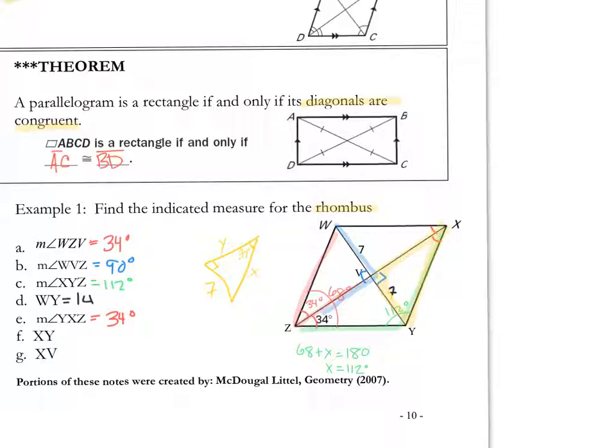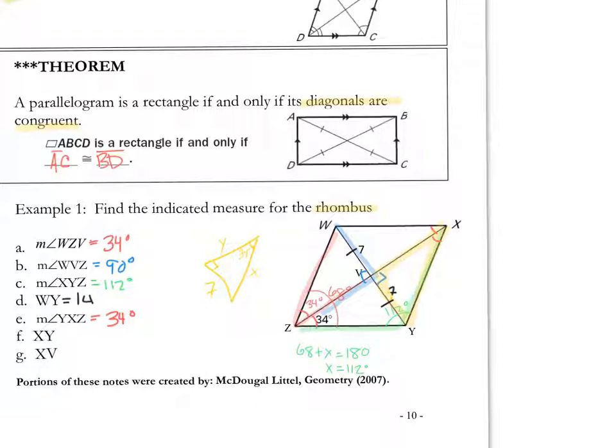If you see the diagonals are also being bisected, so I know that these two, WV and VY, are congruent. So WY is going to be 14. The angle up at the top has a vertex of X, so XYZ is your yellow up at the top. And if the bottom is 34 and 34, then the top is also 34 and 34. So that would be 34.